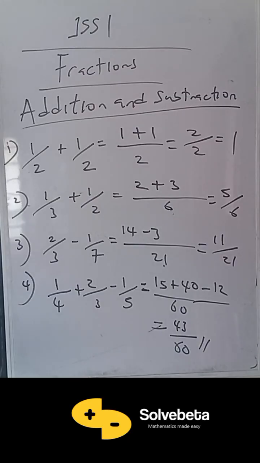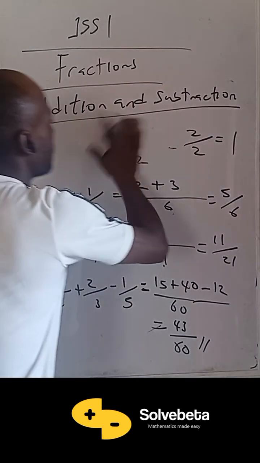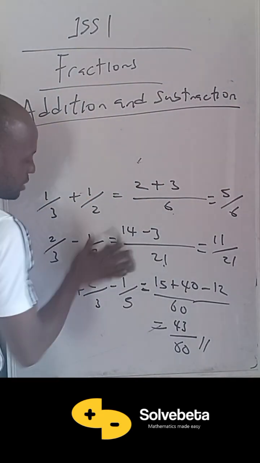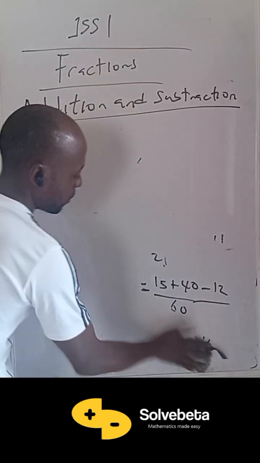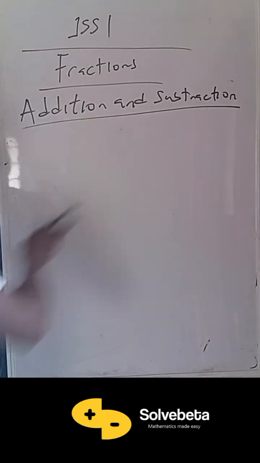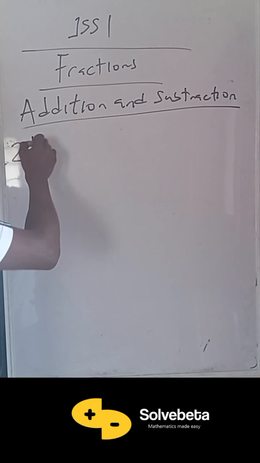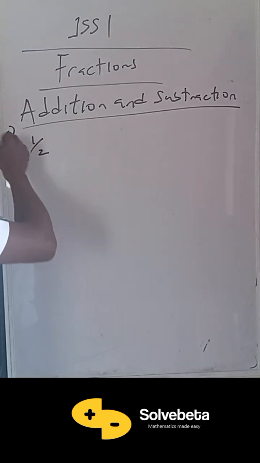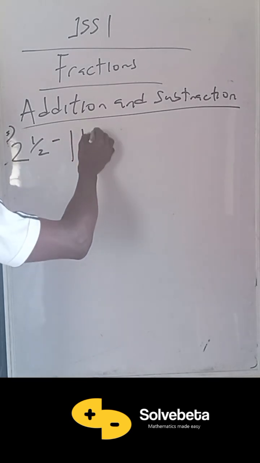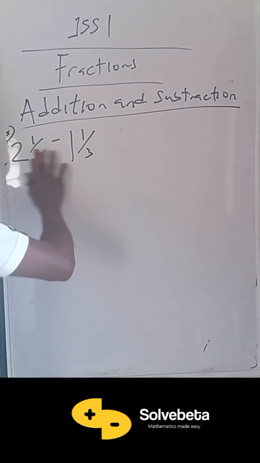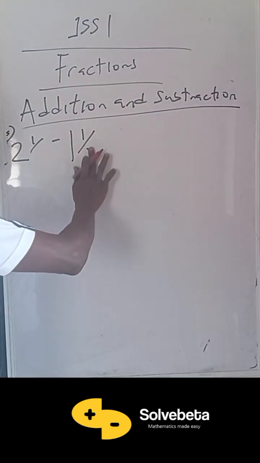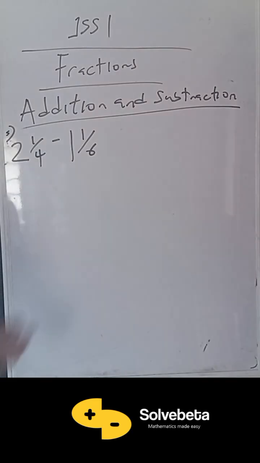So for examples, now let's introduce mixed number into the picture. This is example 5. I'm sure you have written this. Let's introduce mixed number. Example 5. What if you have something like this? 2 and 1 over 4, example 5, minus 1 and 1 over 6. If you have something like this, let me introduce something totally different.